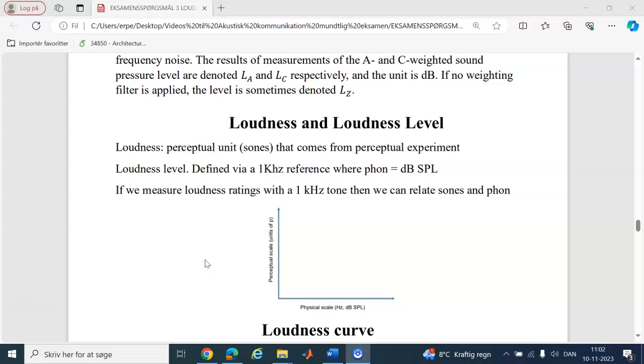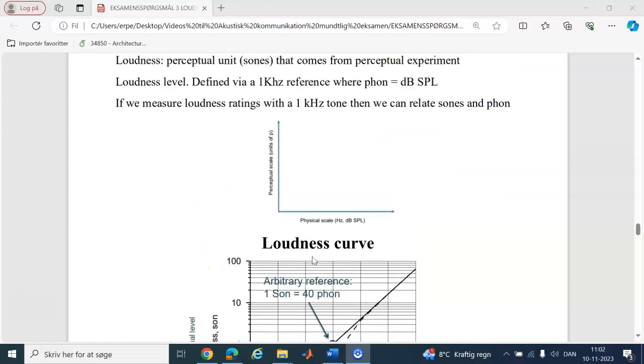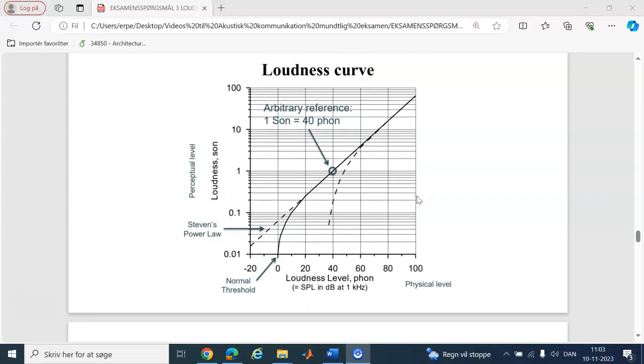If you measure loudness ratings with a 1 kilohertz tone, then we can relate sones and phons. So phons are sound loudness level and sones are loudness. We have a loudness curve here. Loudness level in phons is the same as SPL in dB at 1 kilohertz.